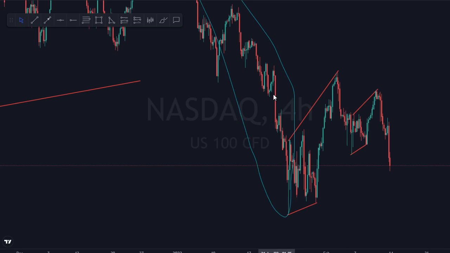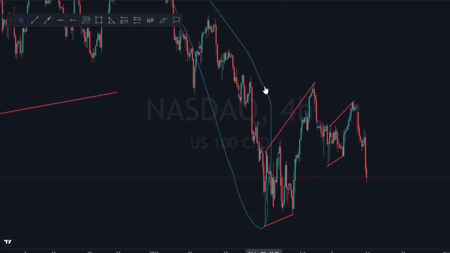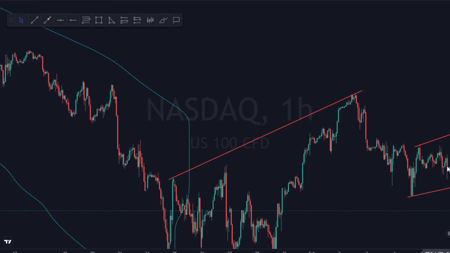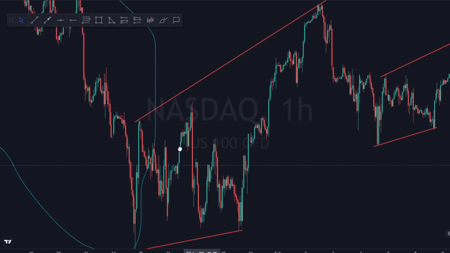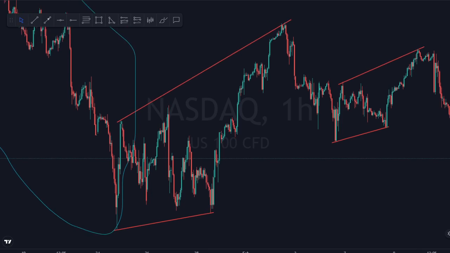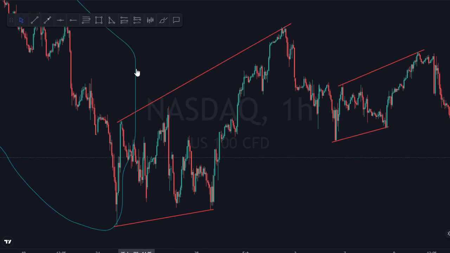So let me look for entries. And my entries, guys, I look for them where? On the H1 time frame. And as you can see, guys, things became clearer for me. Here is one of the continuation patterns I love to trade. Here it is.